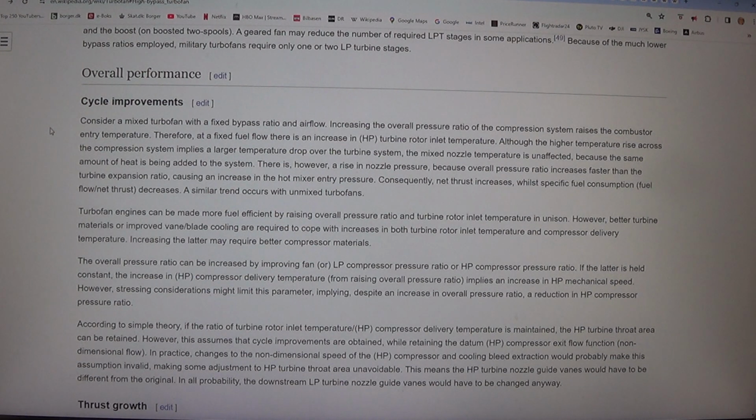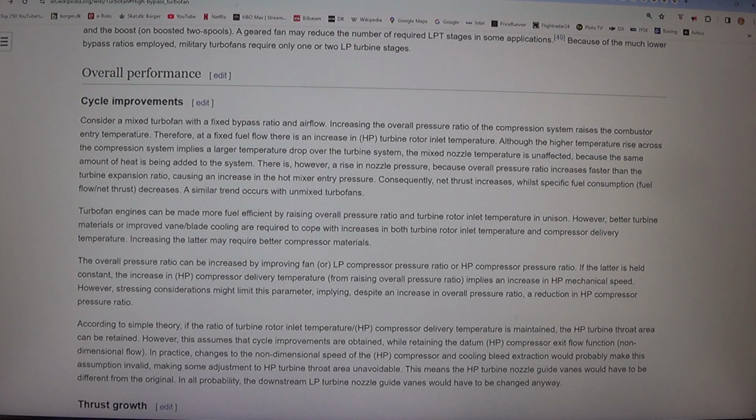There is, however, a rise in nozzle pressure, because overall pressure ratio increases faster than the turbine expansion ratio, causing an increase in the hot mixer entry pressure. Consequently, net thrust increases, whilst specific fuel consumption, fuel flow over net thrust, decreases. A similar trend occurs with unmixed turbofans.